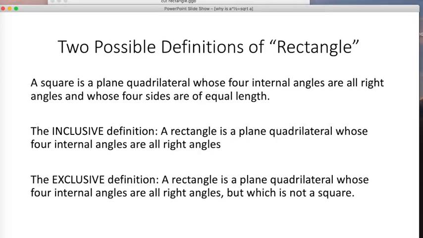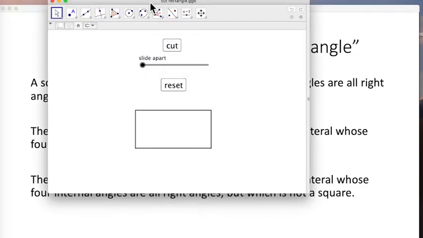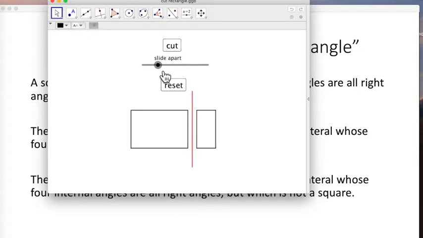Well, the answer is we try them both out and see which one we like best. And we like them best on the basis of the theorems that we prove and the mathematical structure we create. So here, for example, is a nice theorem if we adopt the inclusive definition. We take any old rectangle and cut it with a line parallel to two of its sides. What we end up with is two rectangles. That's a very simple theorem encapsulating a really quite simple truth, and it's very easy to prove.